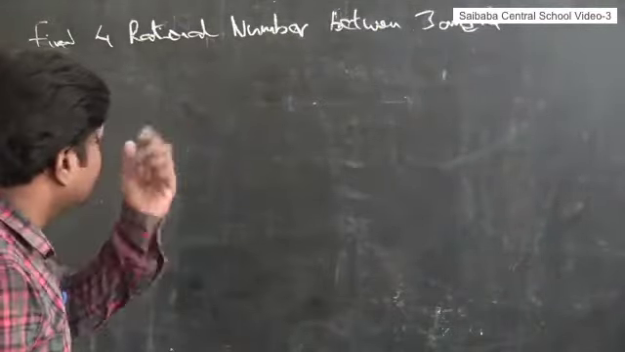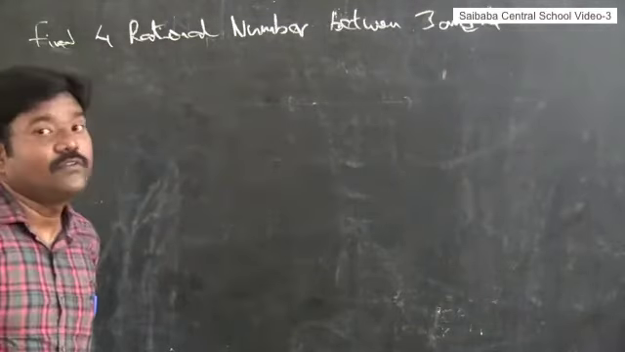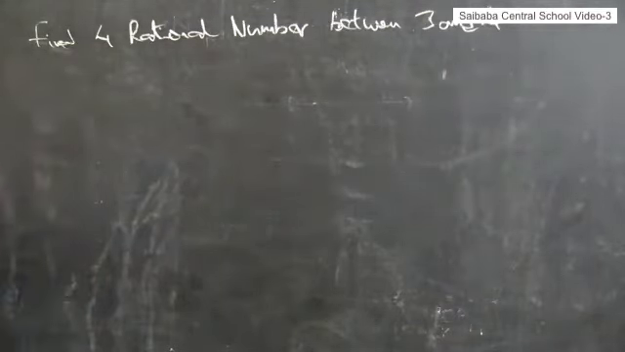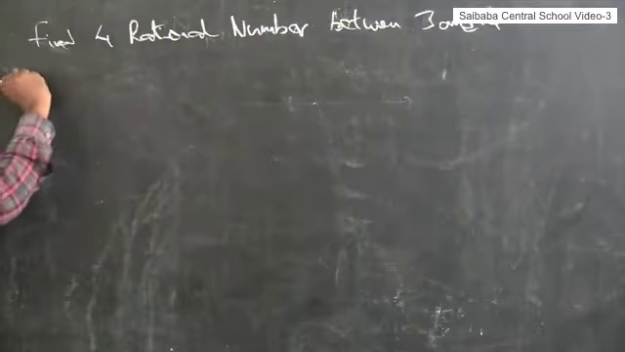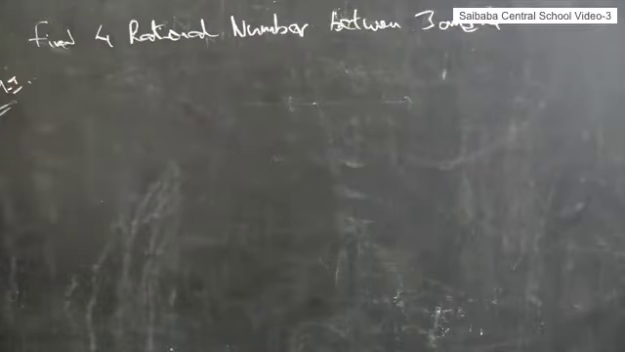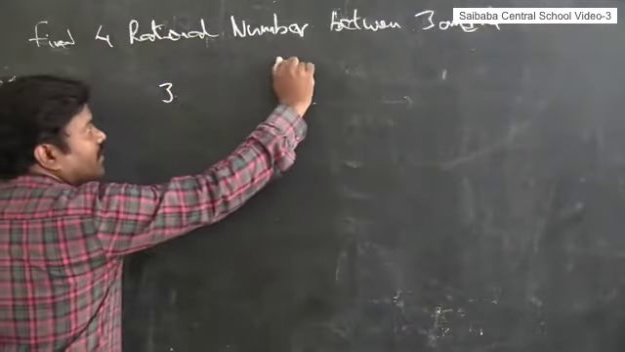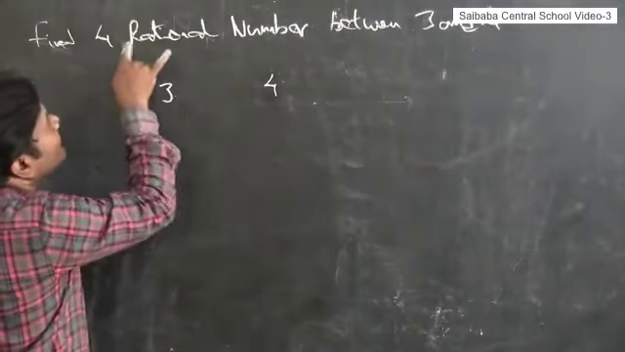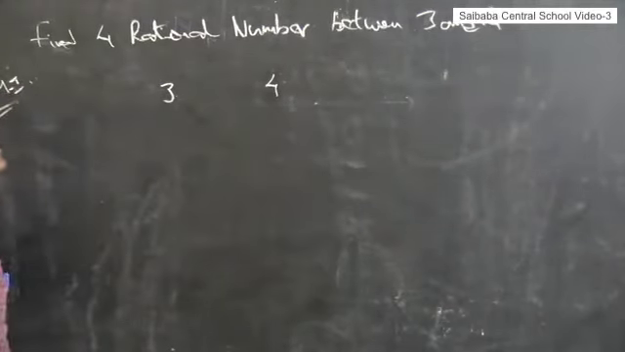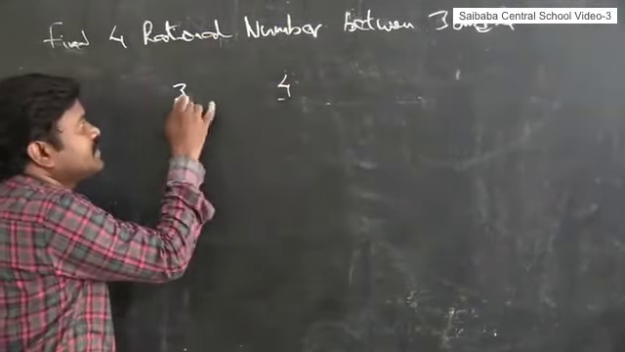For this, we have a total of 3 methods. Last year, we followed one method. Here also, first I am doing this by method 1. By method 1, I am writing 3 here and 4 here. In between 3 and 4, it is asking for 4 rational numbers. Then what we do is see this.